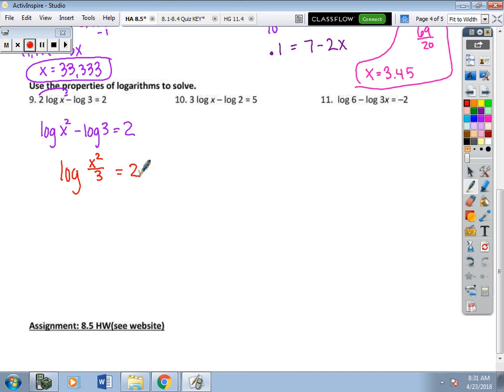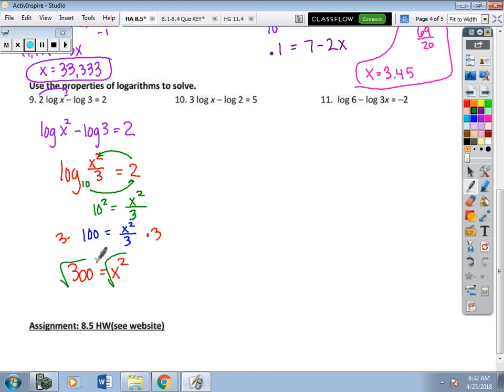And now you're going to solve just like we did above. Inserting an imaginary base 10, change to exponential, 10 to the second power equals x squared divided by 3. Evaluate 10 squared is 100. And then how would I solve this for x? So the first thing I have to do, Jade? Good, I see division of 3, so I will multiply by 3 to get 300 equals x squared. And then I'll square root.